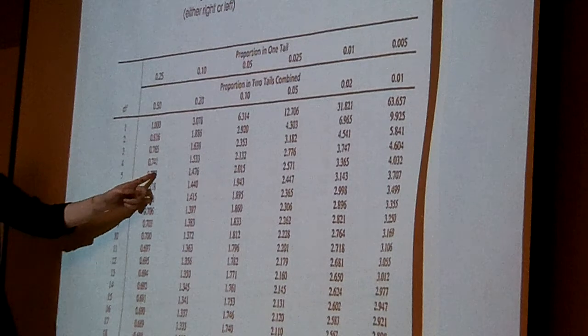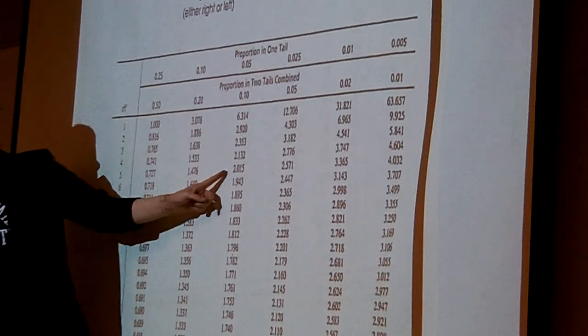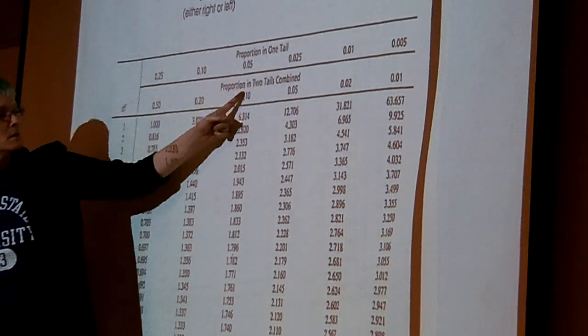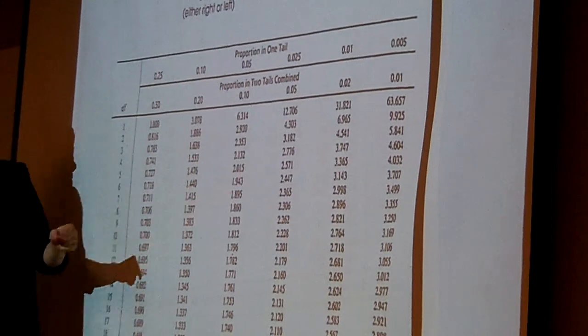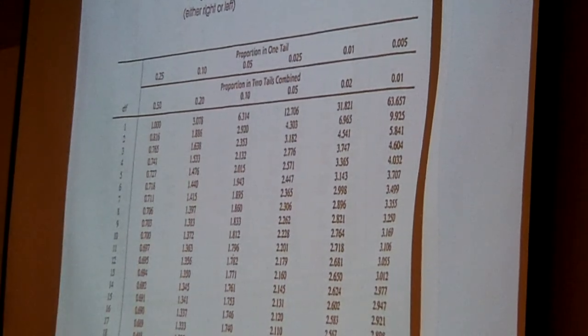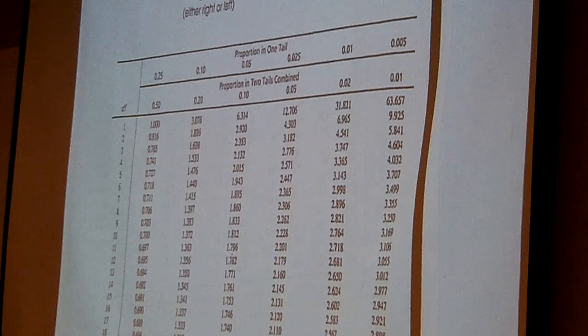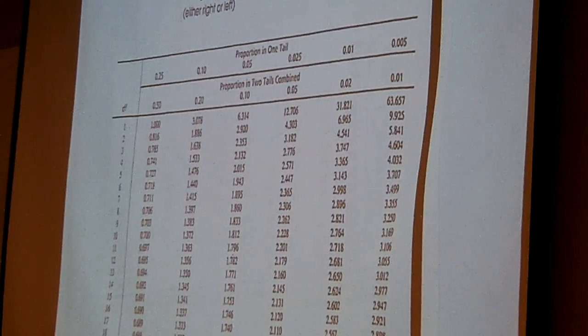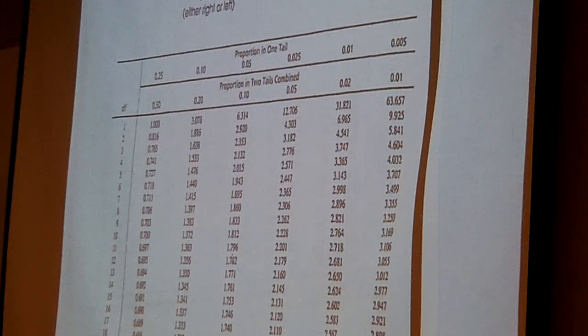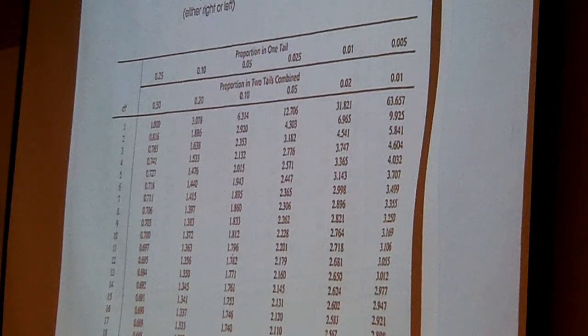We're going to come over here to our proportion in one tail, and we get what critical value? How would I round that? 2.02. And I'm going to say positive 2.02 because my alternate hypothesis predicts that the modified score is going to be higher than the ordinary score. I'm expecting a positive value.